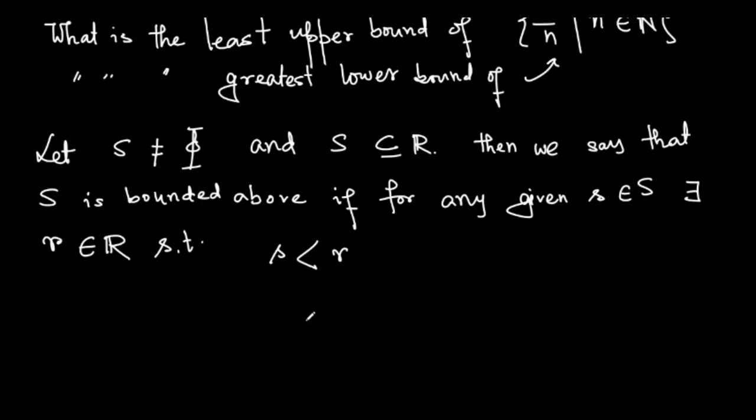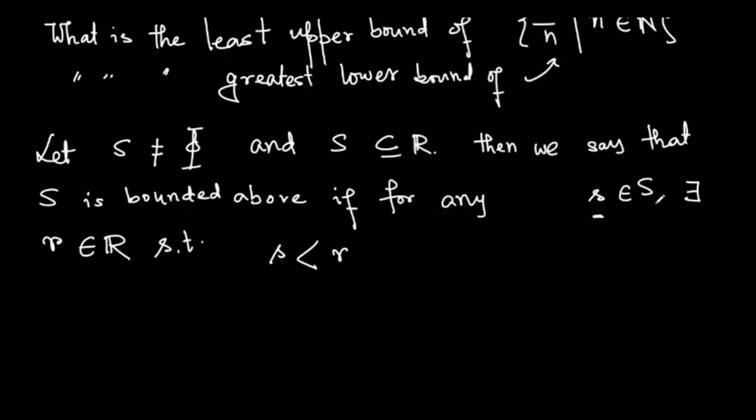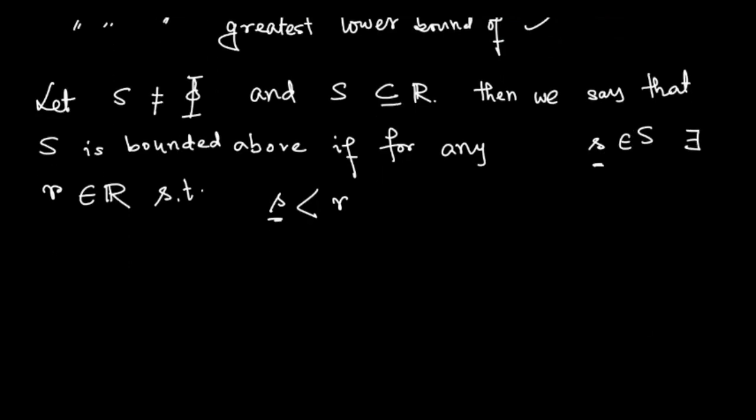Okay. Now we can make this statement a little bit stronger. So S is bounded above if for any small s in S, there exists an r in the real line such that r is always strictly greater than s. So what am I actually saying? Let's take this set S, that is 1 by n such that n belongs to the natural numbers.